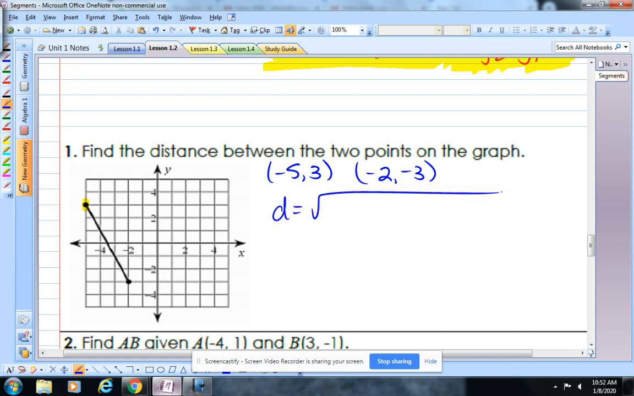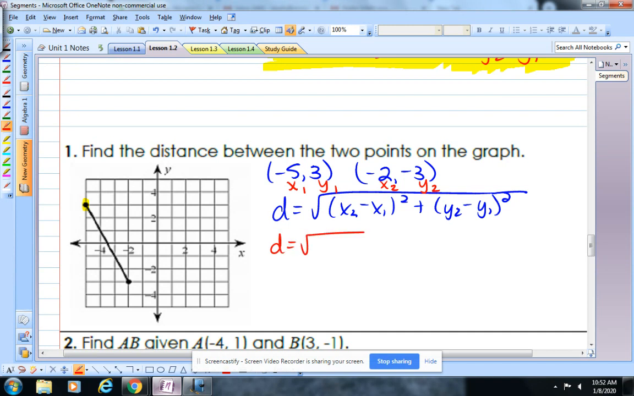D equals big radical x2 minus x1 parentheses squared plus y2 minus y1 parentheses squared. All right, now I'm going to label my points. This is x, this is y, this is x, this is y. The first ones are the 1s, the second ones are the 2s. Right? Y'all remember that stuff? You also need those x1, y1s when you do slope formula. Remember that? Way back in the day.